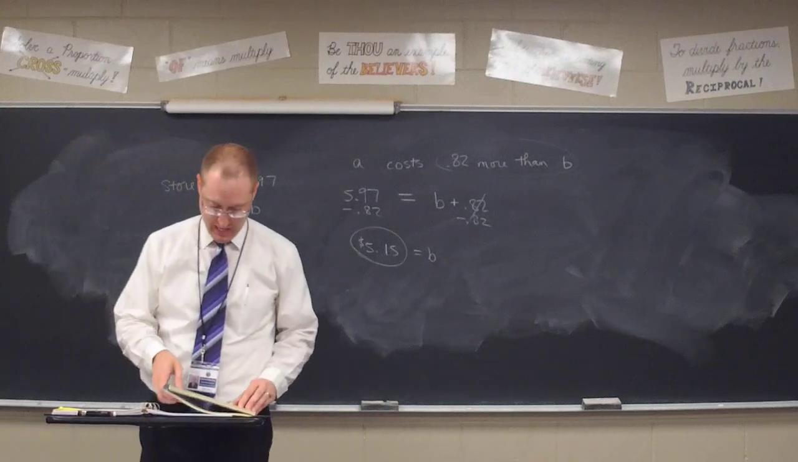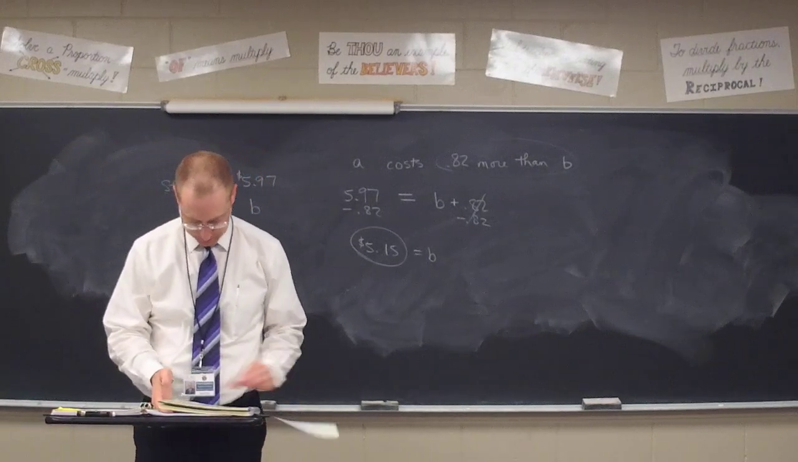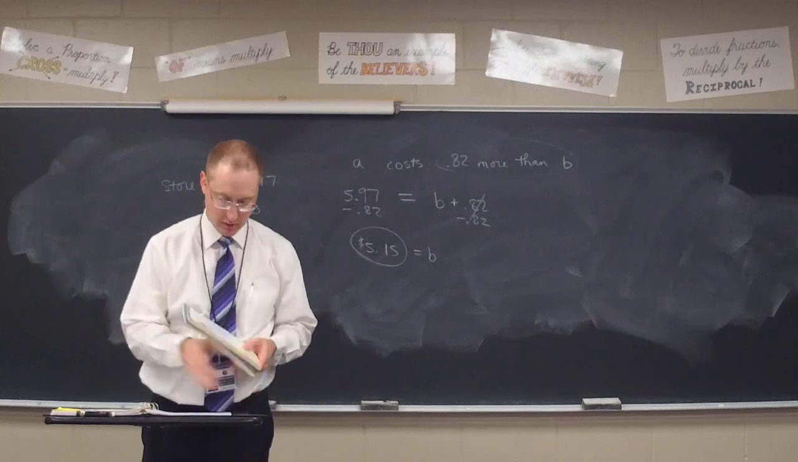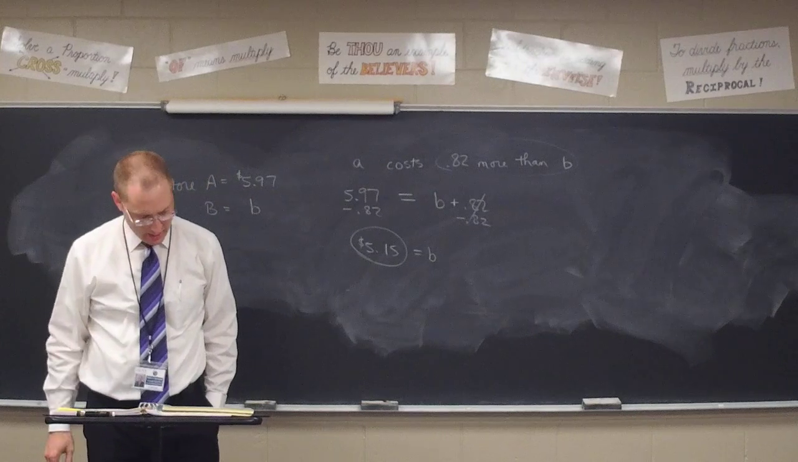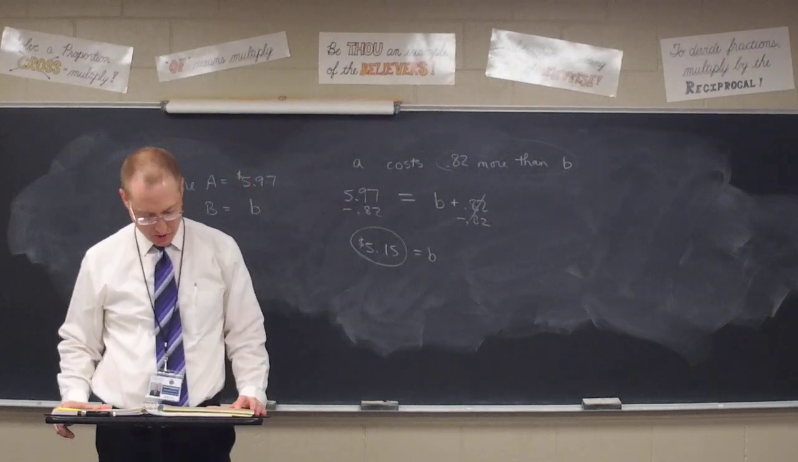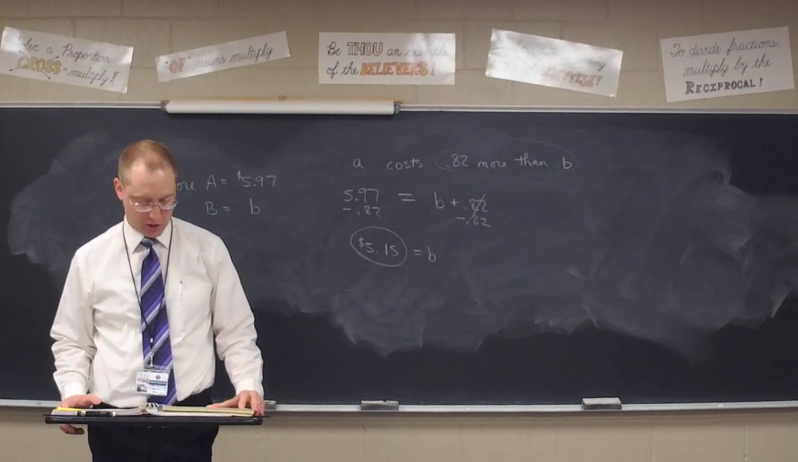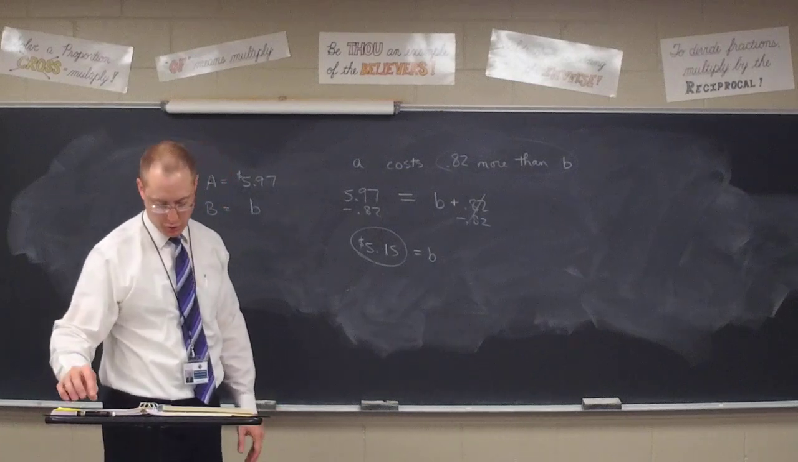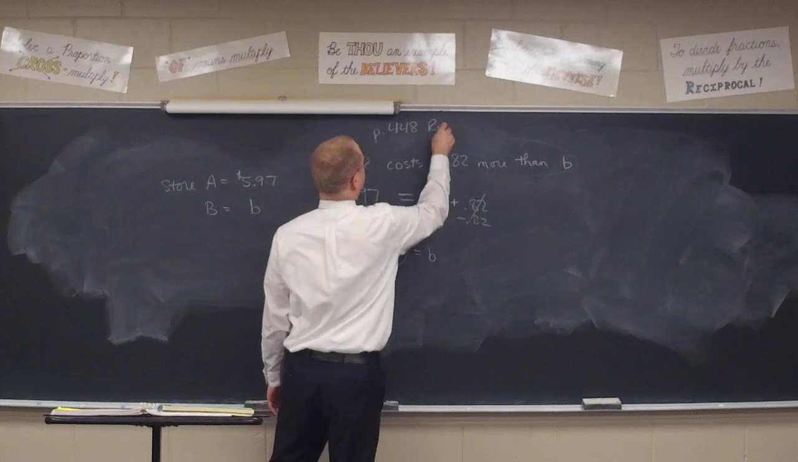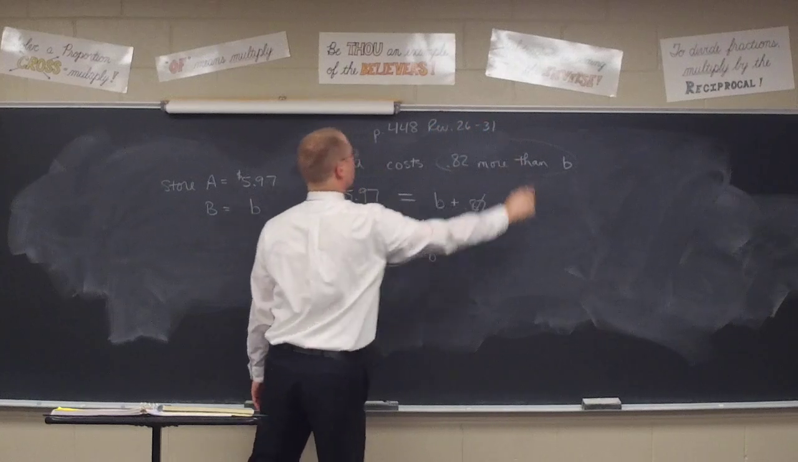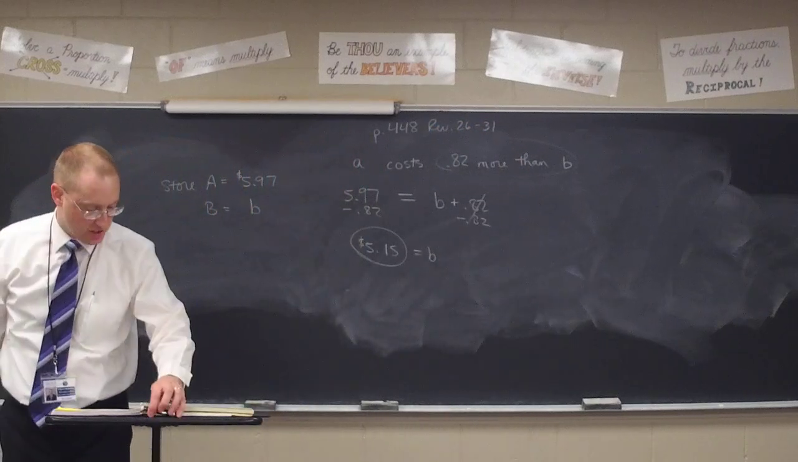Flip over to page 448. And take a look at the review section there. Take just a few minutes. We'll close out the hour by working just a few more equations. Do the review 26 to 31 on page 448. Once you finish, put your pencil down, stand next to your desk.